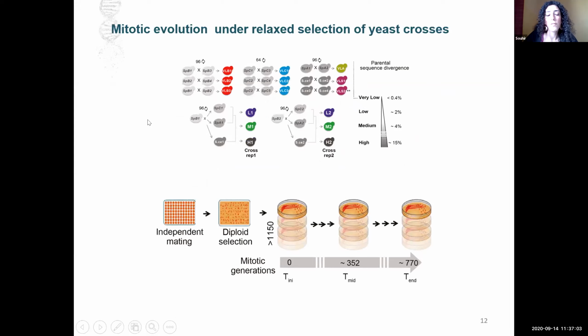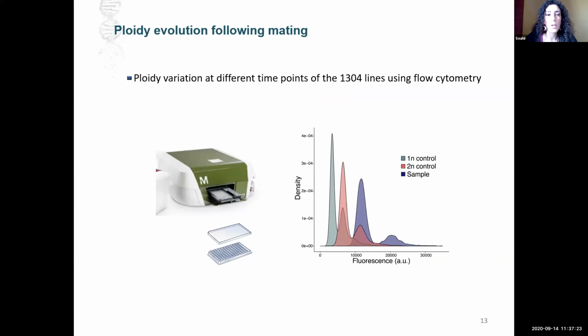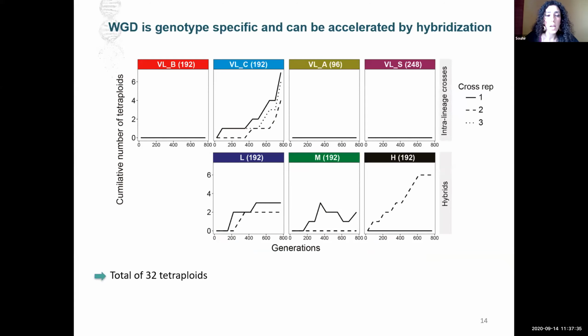These lines have been evolved through repeated bottlenecks by randomly selecting and streaking colonies on plates with solid rich media for reduced selection. They were streaked every 3 days for 770 generations. Then we analyzed the ploidy variation at different generation time points of all the 1,304 lines, using flow cytometry. The ploidy analysis allowed us to calculate the cumulative number of tetraploids. We identified a total of 32 tetraploids.